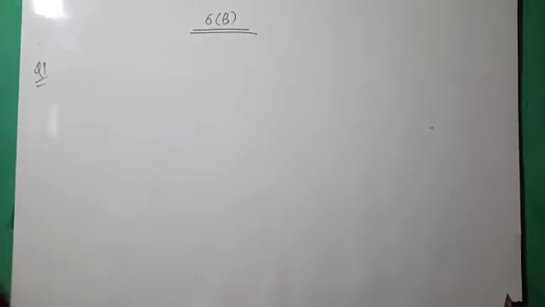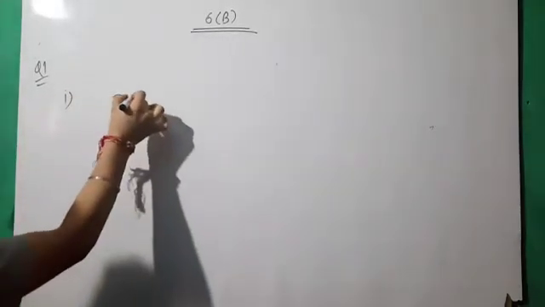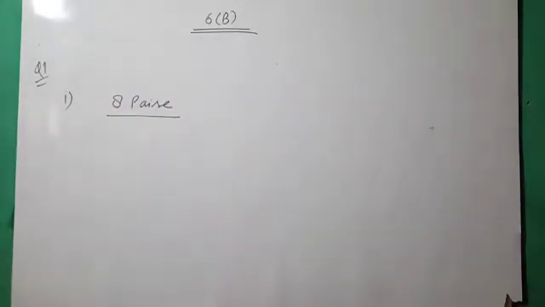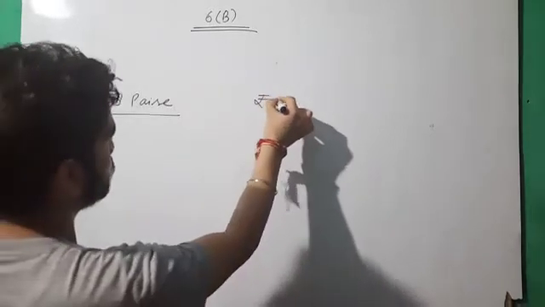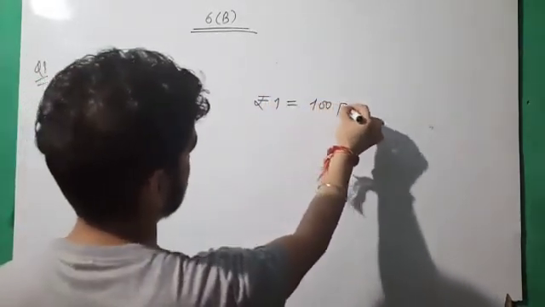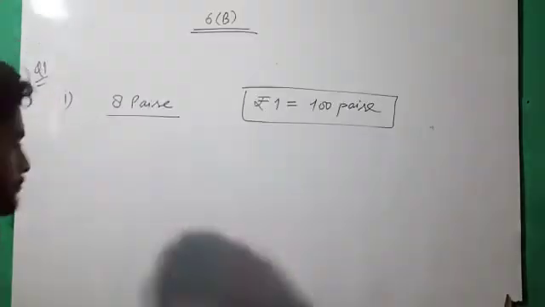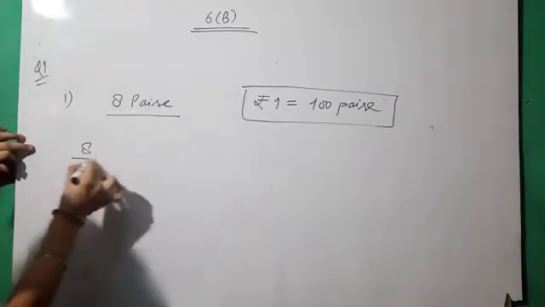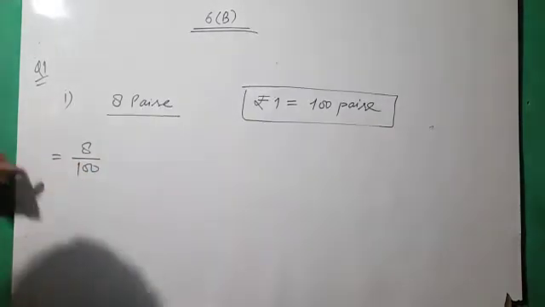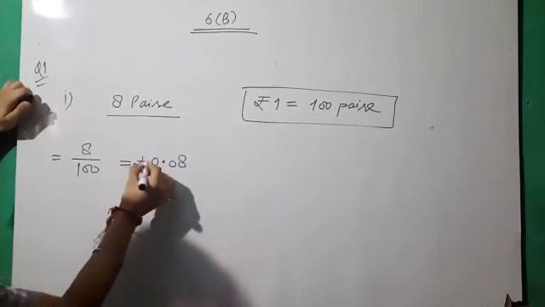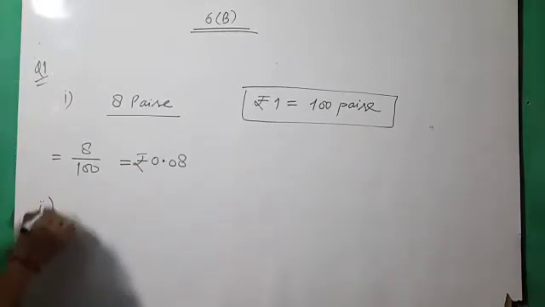Okay, the first one is to write the following amount in rupees using decimals. Using decimals, we have to convert the first one, 8 paise. Okay, 8 paise we have to convert into rupees. For we know rupees 1 equals 100 paise. I think this is well known to all the students. Okay, rupees 1. So we have to convert this 8 paise upon 100 paise. Okay, so that it becomes 0.08. So the answer is rupees 0.08. Okay, use this sign for rupees.